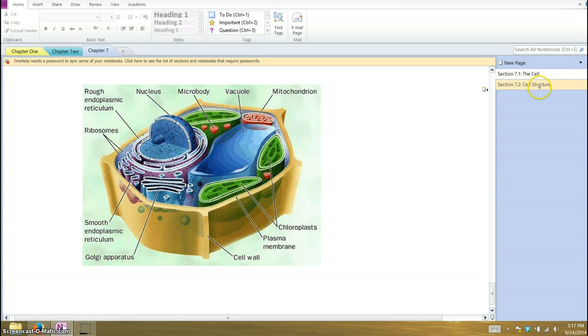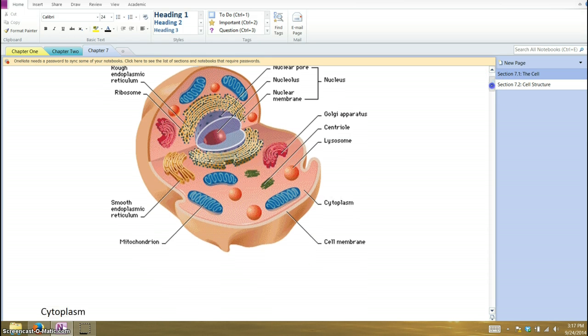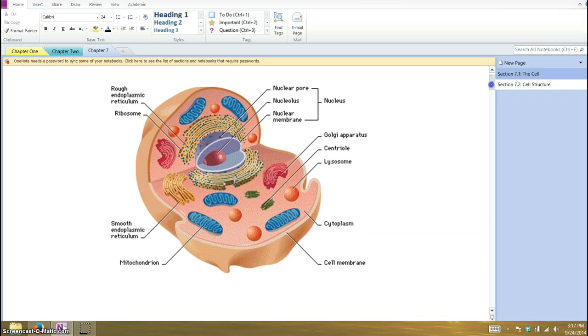Now let's talk about that a bit more. So with cell structure, we're going to focus on eukaryotic cells, although we'll talk a little bit about prokaryotes as well. And of course there's all these different things that we're going to go through inside of your typical cell. And here we're looking at just a hypothetical animal cell.